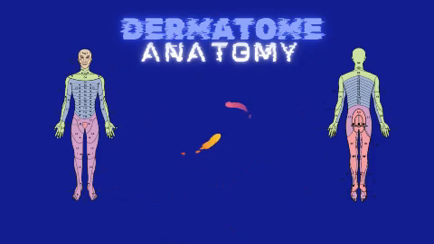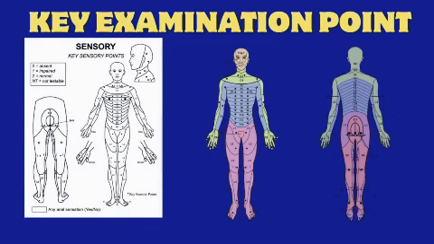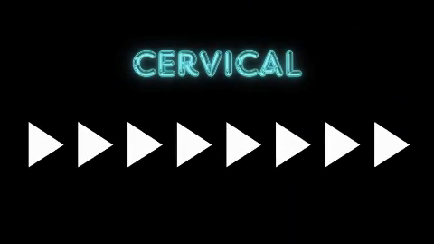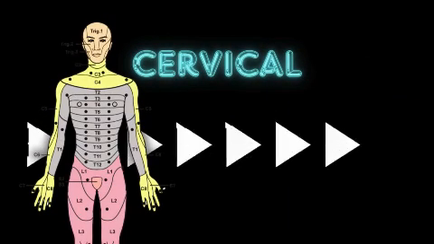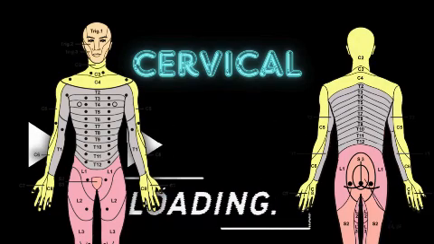In this video, we will provide a brief overview of the anatomical basis of each dermatome and their key examination points. A key examination point is a point where the supply is purely by the respective nerve root and not from any adjacent nerve roots. We shall proceed with cervical dermatomes and their key examination points. There are 8 cervical nerve roots, but only 7 can be tested for sensation, as the cervical 1 nerve root does not have a dermatome.